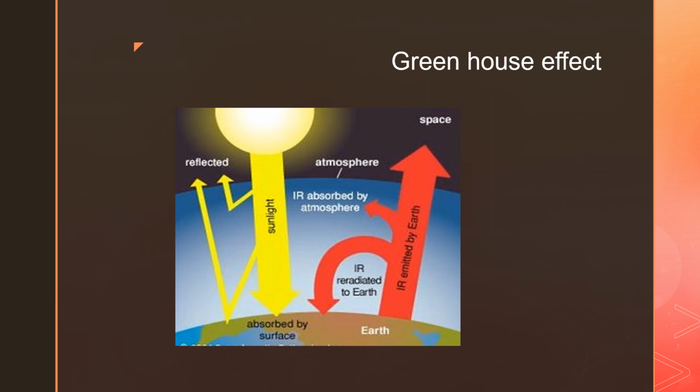Now here in this diagram, we have taken the example of sunlight. Rays of sunlight penetrate the lower atmosphere and are absorbed by the Earth, warming the Earth's surface. And the Earth's surface radiates the heat back in the form of infrared radiation, or infrared wavelength, right? And from the lower atmosphere, some part is absorbed by the atmosphere, whereas some part is re-radiated back to the Earth. The part which is re-radiated back to the Earth again increases the temperature of the Earth's surface. So that is also leading to global warming.